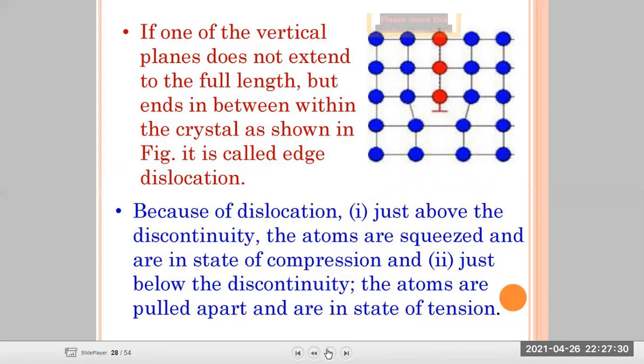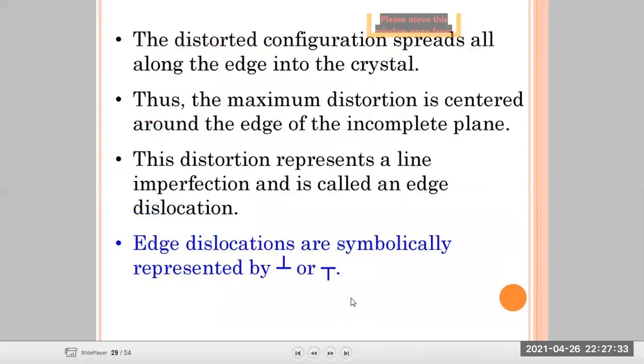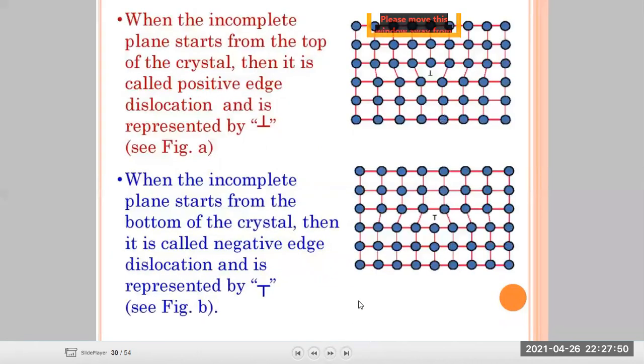Now we can move on to the next one, an example of this edge dislocation. The maximum distortion is centered around the edge of the incomplete plane. The distortion represents a line imperfection and is called edge dislocation. Edge dislocations can be represented with this particular symbol. When the incomplete plane starts from the top of the crystal, it is called positive edge dislocation and is represented by this symbol. When the incomplete plane starts from the bottom of the crystal, as you can see in the figure, it is called negative edge dislocation, and this is represented by this figure.